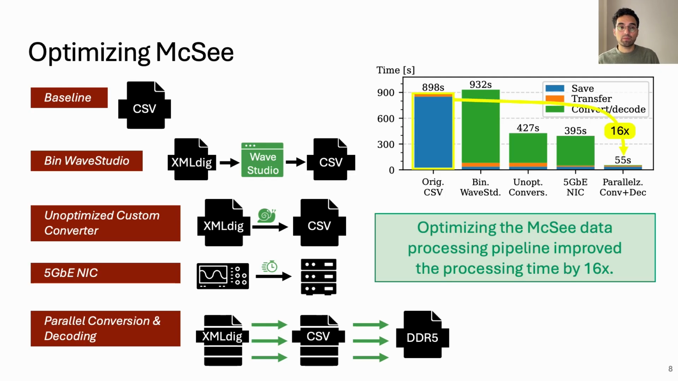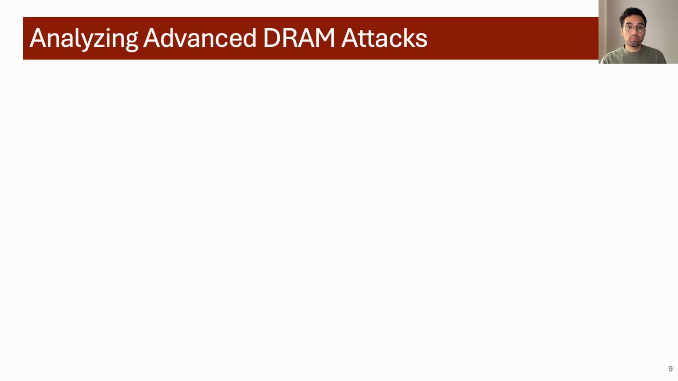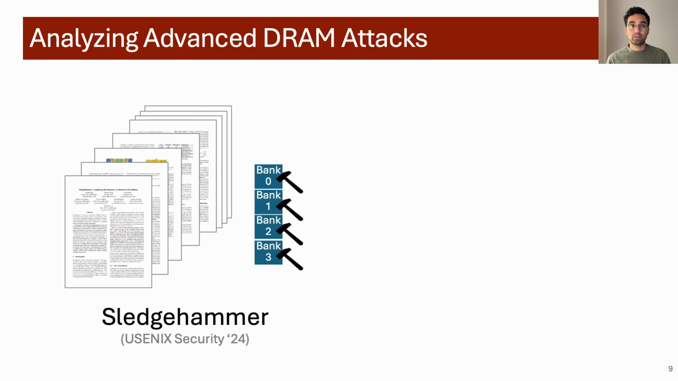And in fact, optimizing the speed was not the most challenging, but figuring out how to properly decode the DDR5 bus with its particularities such as multi-cycle commands. The McSee DDR5 decoder is platform agnostic, open source, and can be found in our artifacts. Equipped with McSee, we can now take a closer look at multi-bank hammering in sledgehammer and keeping rows longer open as shown in Rowpress.